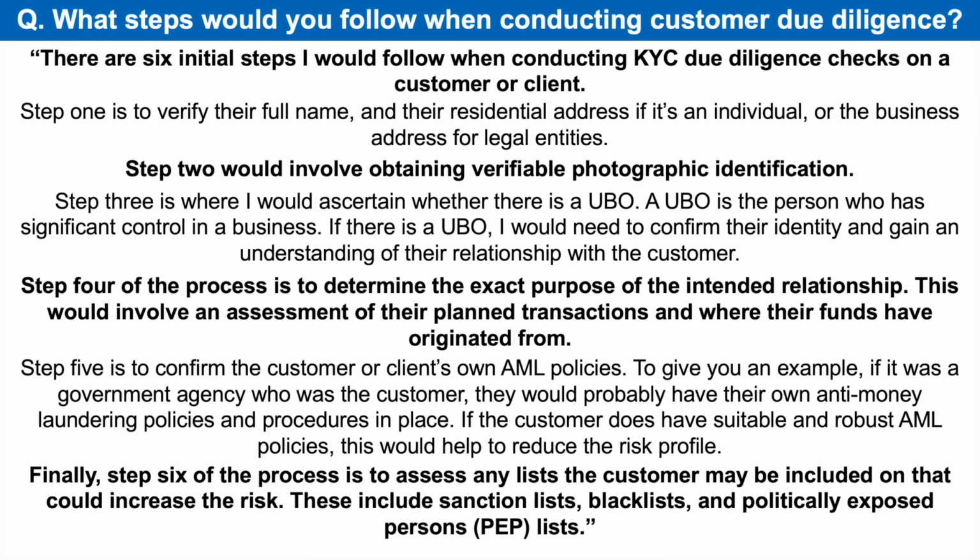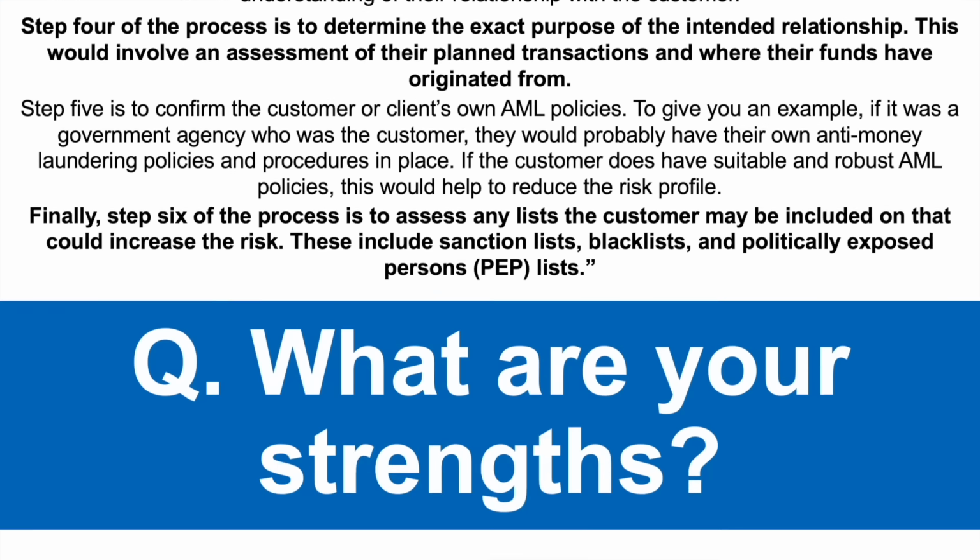Finally, step 6 of the process is to assess any lists the customer may be included on that could increase the risk. These include sanction lists, blacklists, and politically exposed persons lists. So that's another really good answer that puts you across as a competent employee who knows how to carry out thorough due diligence processes on customers.